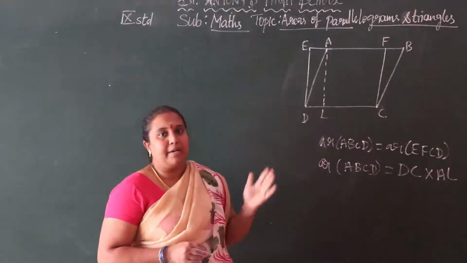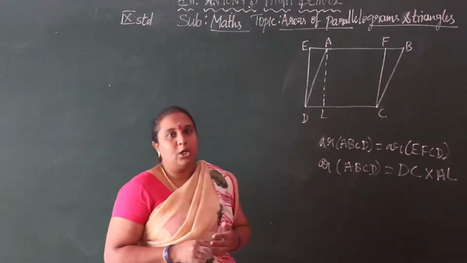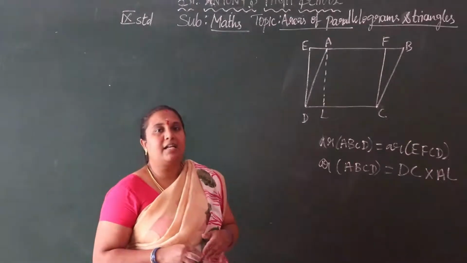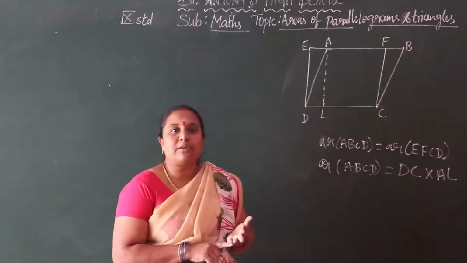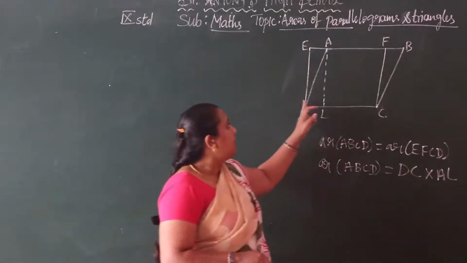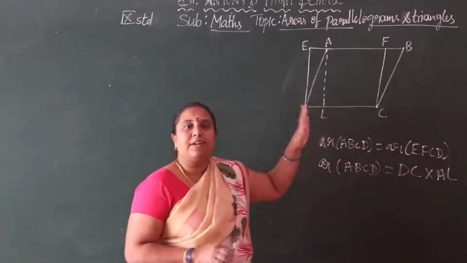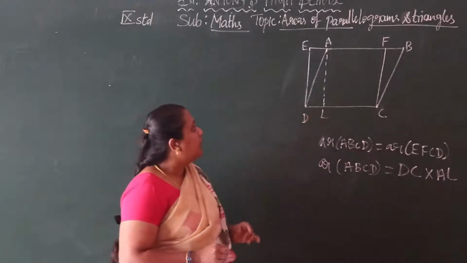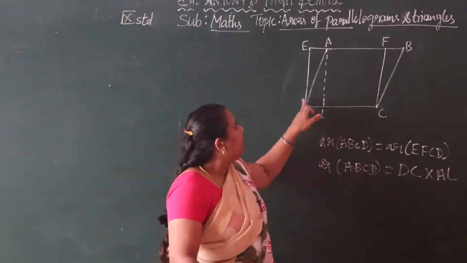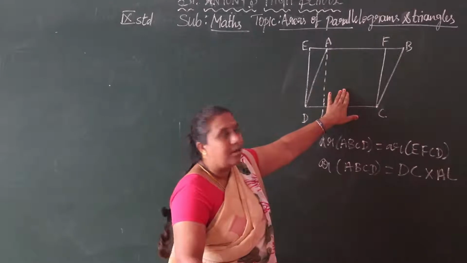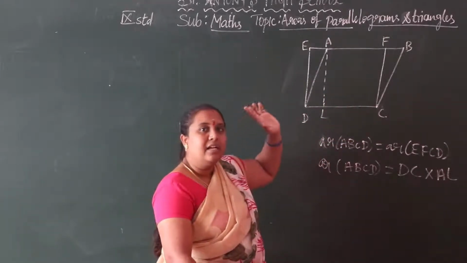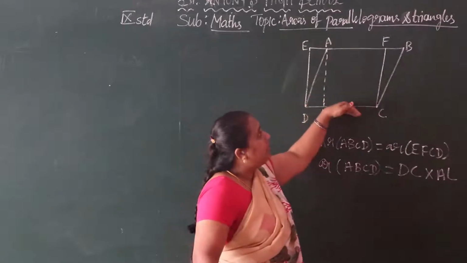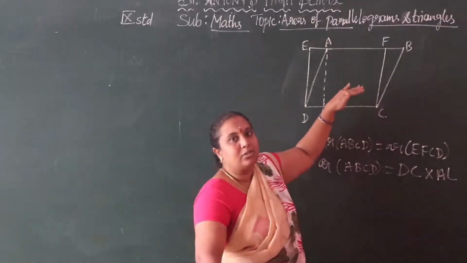Both pairs of opposite sides are equal and parallel. So the rectangle is also a parallelogram, and ABCD is also a parallelogram. It is given in your question. So here we can see that this rectangle and parallelogram both lie on the same base BC, and both lie between the same two parallel lines.